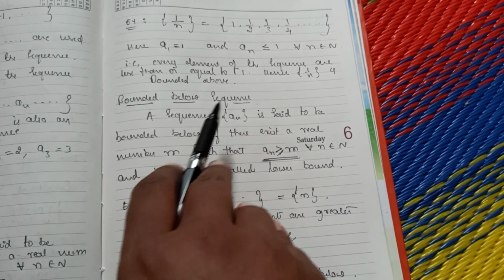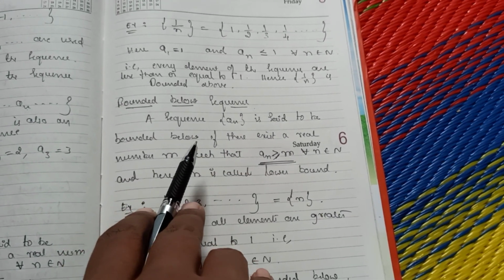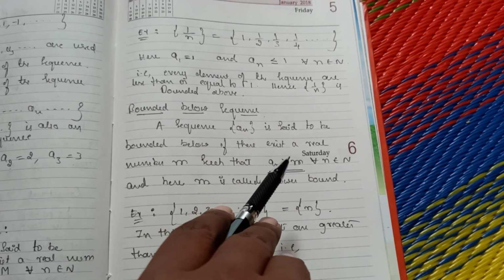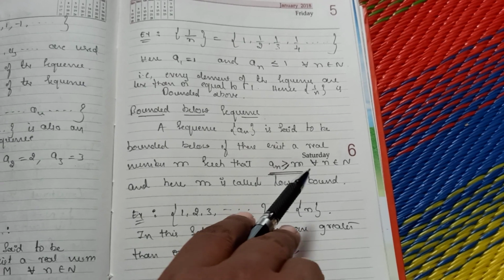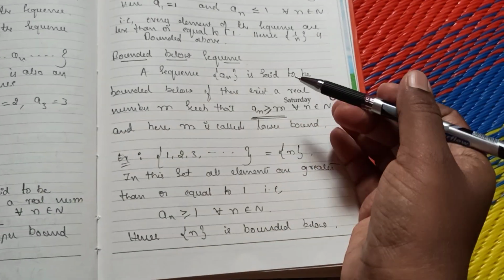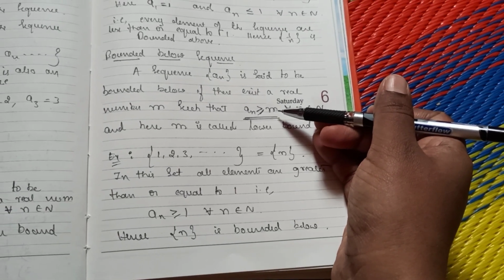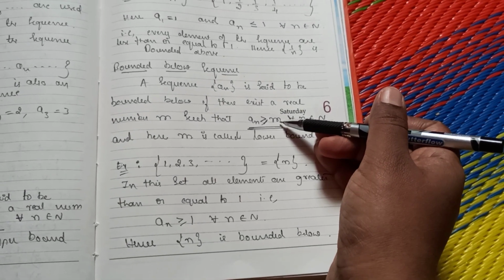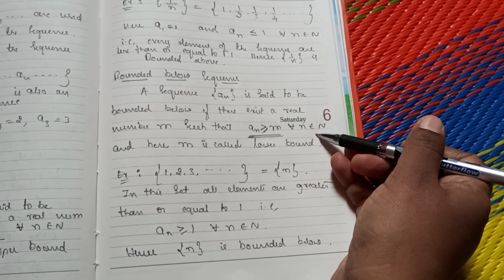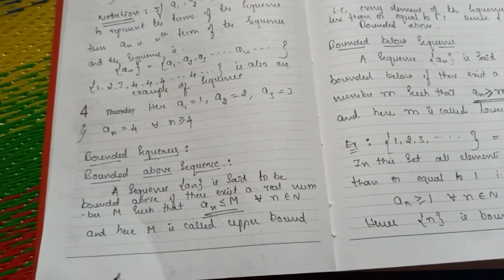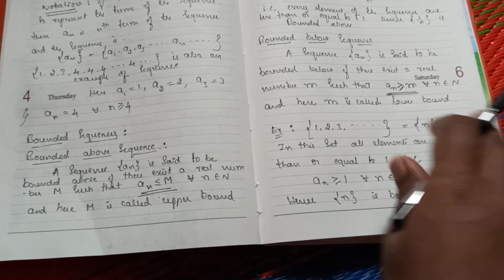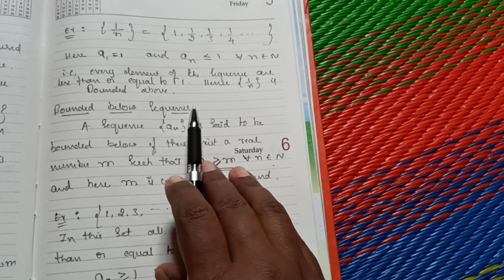Bounded below sequence. A sequence an is said to be bounded below if there exists a real number small m such that an is greater than or equal to m for all n belongs to N, and here small m is called lower bound. This is the mathematical inequality which is required for the definition of bounded below sequence. Here in bounded below sequence, an is greater than or equal to m for all the values of n belongs to N, and in bounded above sequence, an is less than or equal to M for all n belongs to N. Let us see an example for bounded below sequence.